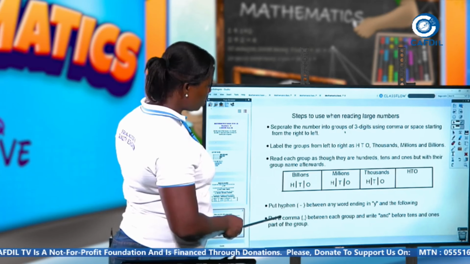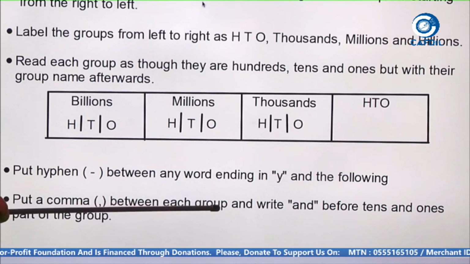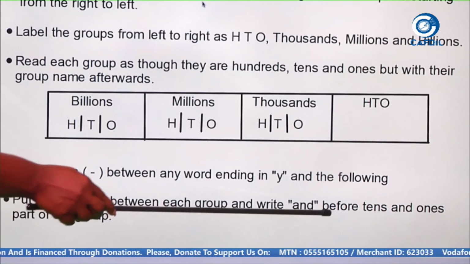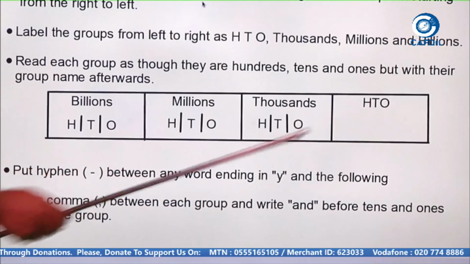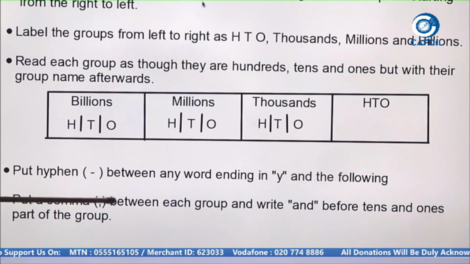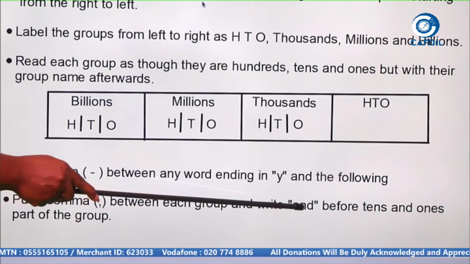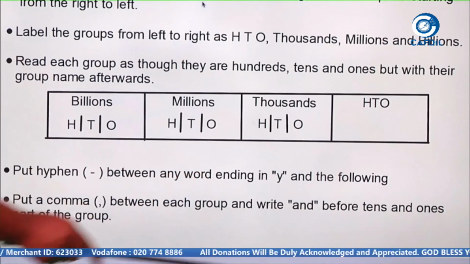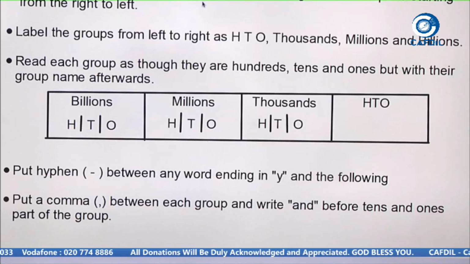The next one, put a comma between each group and write "and" before the tens and ones parts of the group. When we are writing, you will know what I'm talking about. Now, these are the steps that we will follow when reading and writing large numbers. Let's pick an example and work on it.